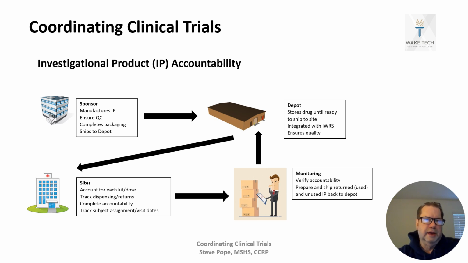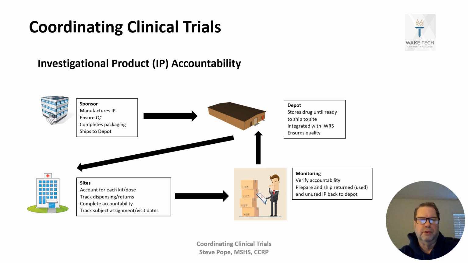As you can see, as you move from the upper left corner through this schematic, you've got the sponsor who's going to manufacture the IP and ensure that quality control mechanisms are in place. They're going to complete the packaging of the IP, and then ship it to a depot. A depot is a separate company that they've contracted with to handle the disbursement of the IP for their trial. So it comes into a type of warehouse facility at the depot.